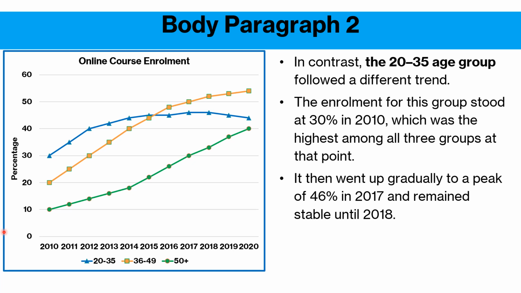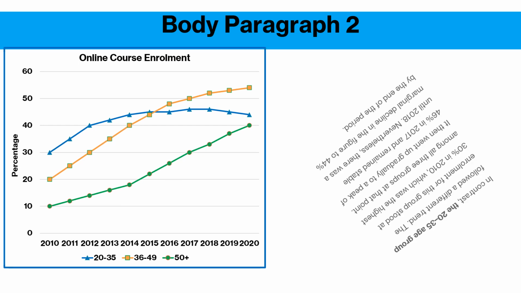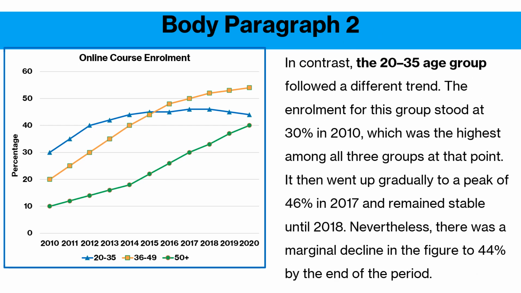After the peak, we highlight the decline. Nevertheless, there was a marginal decline in the figure to 44% by the end of the period. Now let's see how the second body paragraph looks. Here is the complete second body paragraph. Pause the video here and read the description at one go to get a clear sense of its structure.